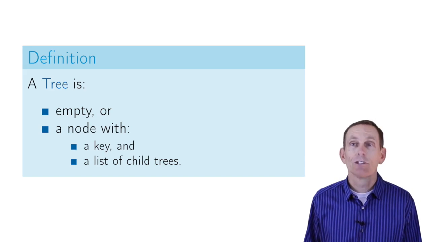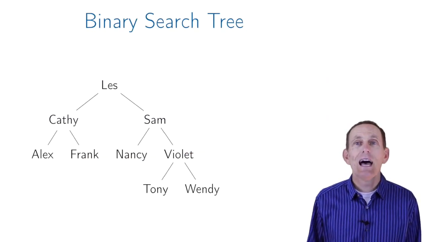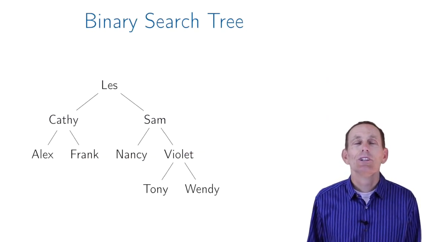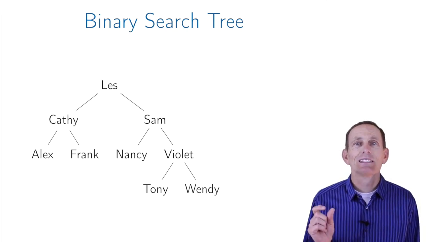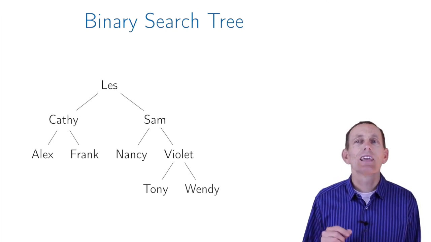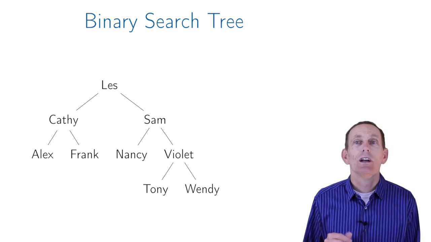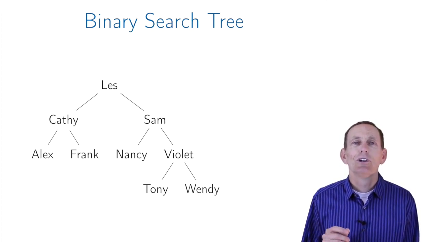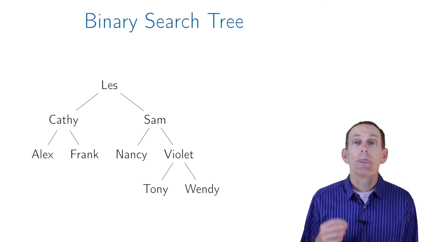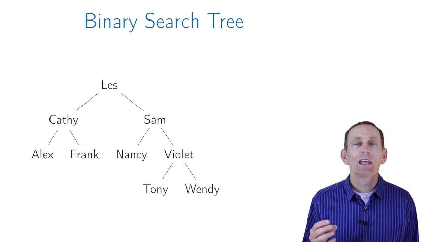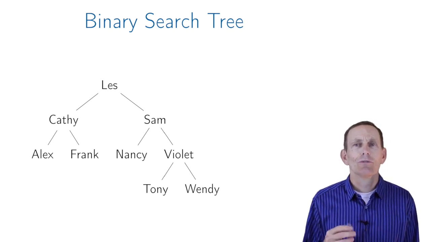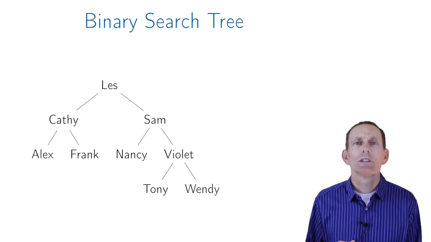So if we go back to our example here, Less is a node that has the key Less and two child trees, the Kathy child tree and the Sam child tree. The Kathy child tree is a node with a key Kathy and two child trees, the Alex child tree and the Frank child tree. Let's look at the Frank child tree. It's a node with a key Frank and two, well, does it have any child trees? No, it has no child trees.